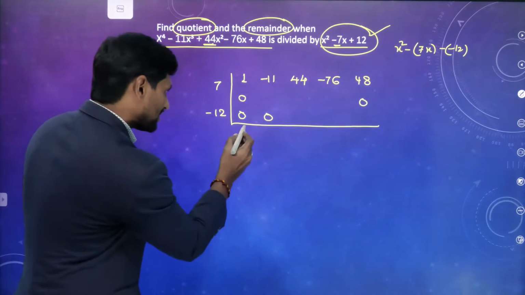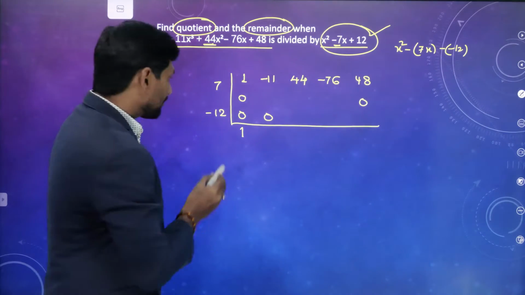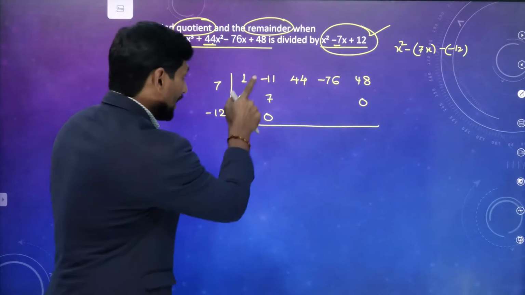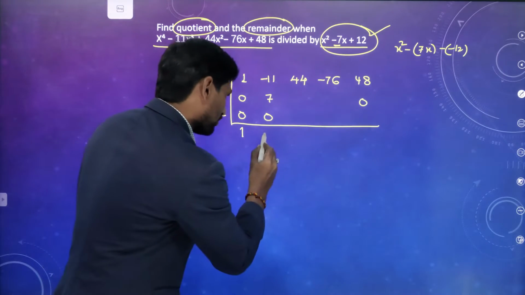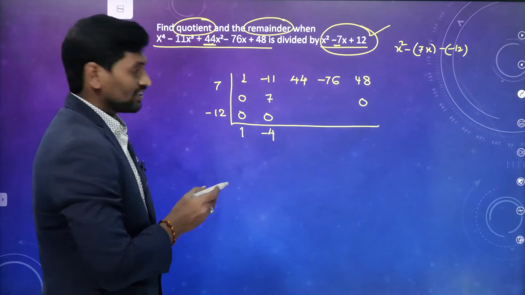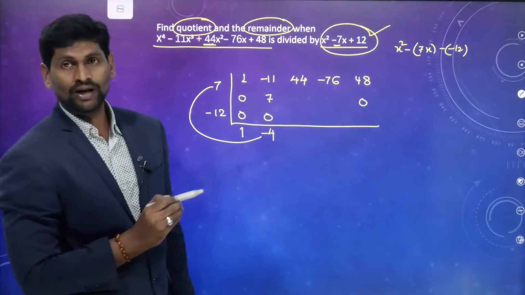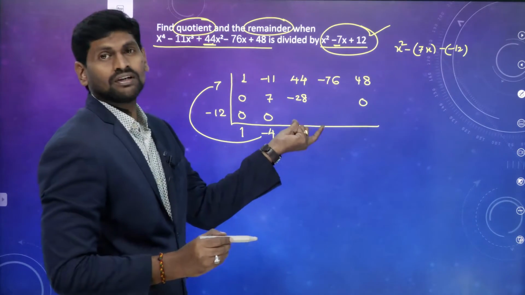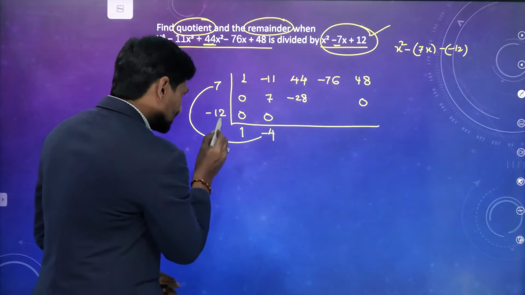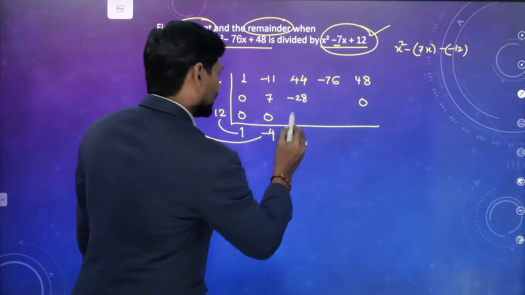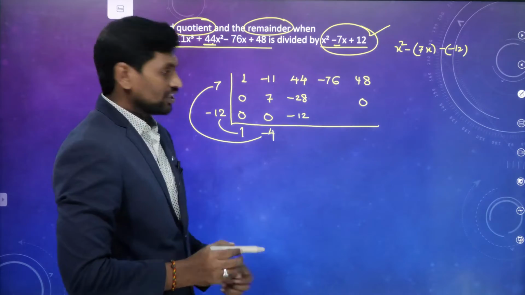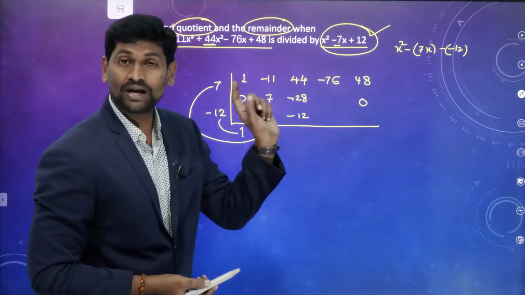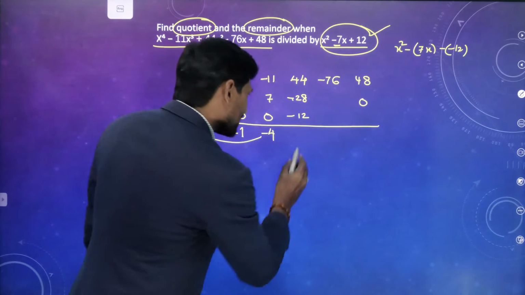Okay. Now add 1 plus 0 is 1. Now first I multiply with 7. 7 ones are 7. I have written it here. Minus 11 plus 7 is minus 4. Now again 7 into minus 4 is minus 28. Here what to write? We have to multiply with minus 12. That means first one, minus 12 into 1 is minus 12. Now check, minus 28 and minus 12 are both negative terms. While adding both of them you will get minus 40. Plus 44 minus 40 gives 4.